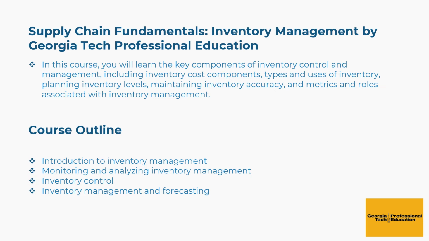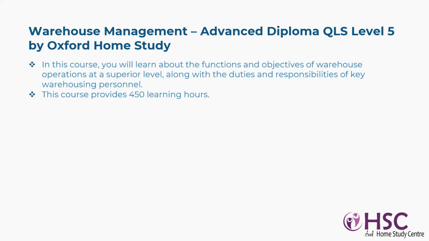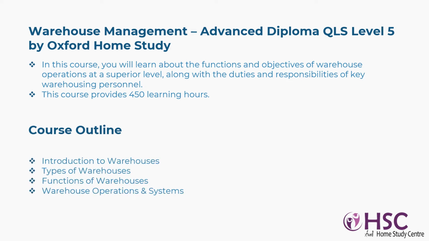and forecasting, and more. Sixth is Warehouse Management, Advanced Diploma QLS Level 5 by Oxford Home Study. In this course, you will learn about the functions and objectives of warehouse operations at a superior level, along with the duties and responsibilities of key warehousing personnel. This course provides 450 learning hours.